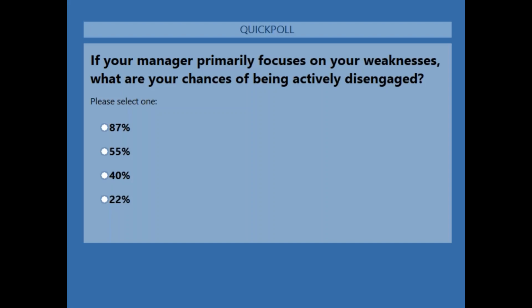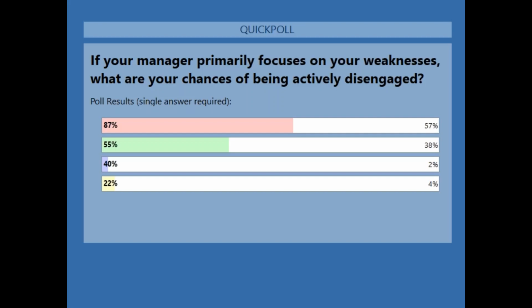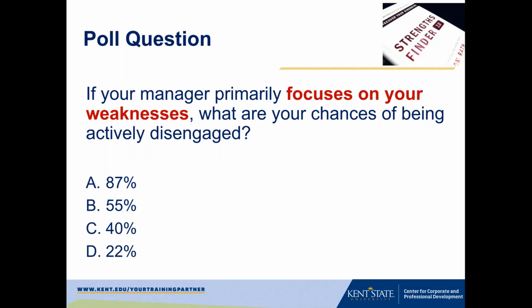Okay, just a few more seconds and I'm going to close the poll. So the results are: 57% answered 87%. 38% answered 55%. 2% answered 40%. And 4% answered 22%. So the answer to that one is actually D. If your manager primarily focuses on your weaknesses, it is D, 22%.